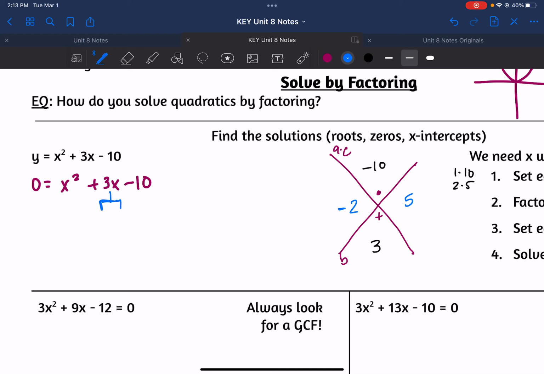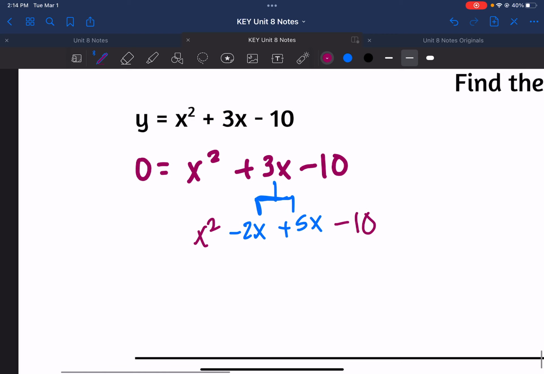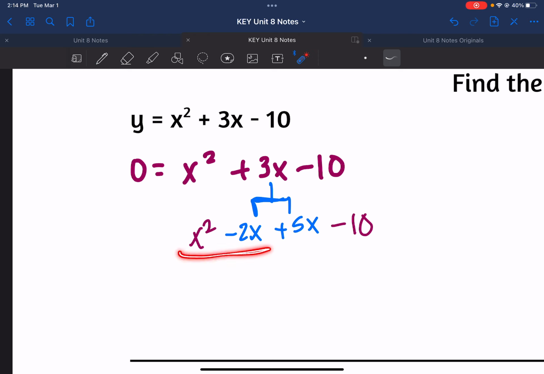I broke up this 3x into two terms now. So I have a negative 2x and a positive 5x. So I put a plus here. Right? Bring down what we haven't used yet. We haven't used a negative 10, and we haven't used x squared. Then here's that grouping method, right? We say, what do the first two have in common that I can factor out? What do the last two have in common that I can factor out? And we're trying to get these parentheses to match. All right, so put equal to 0.